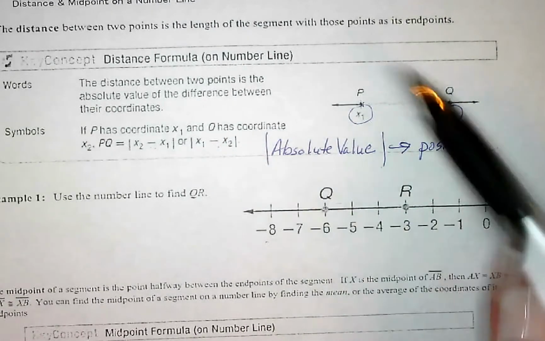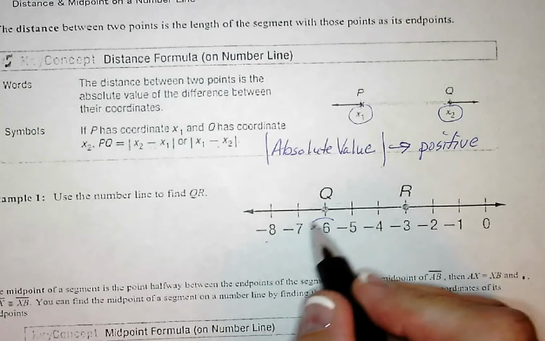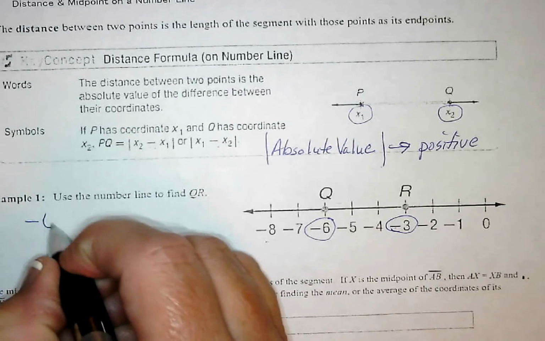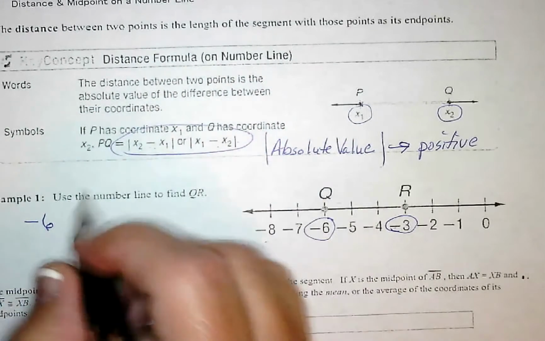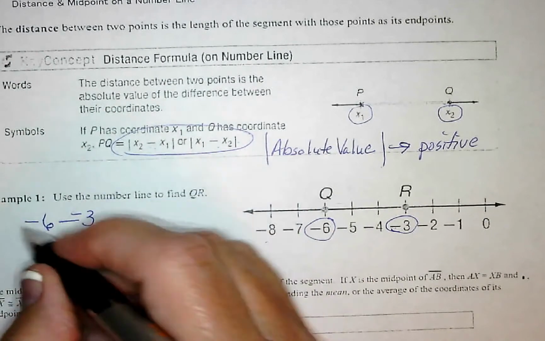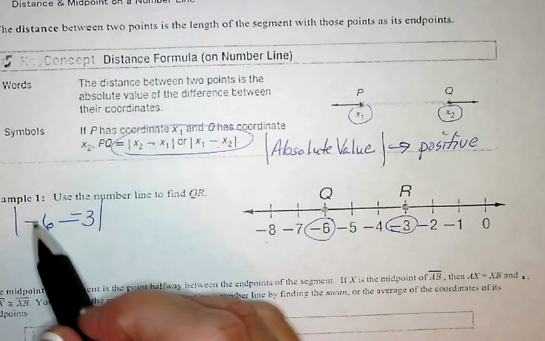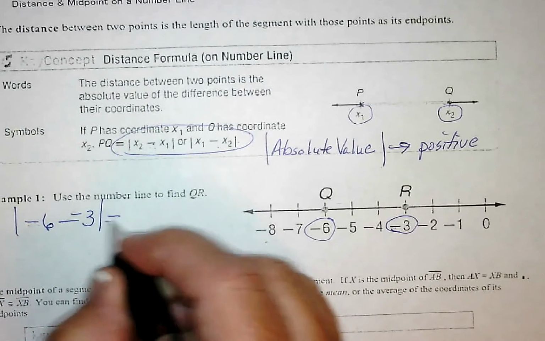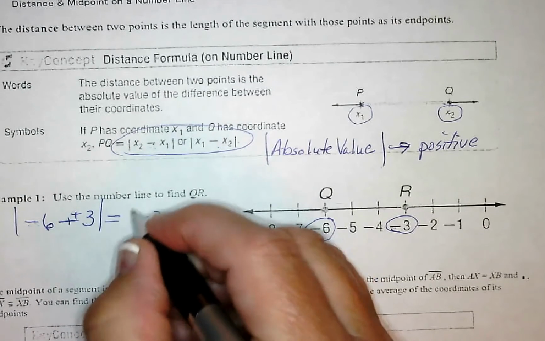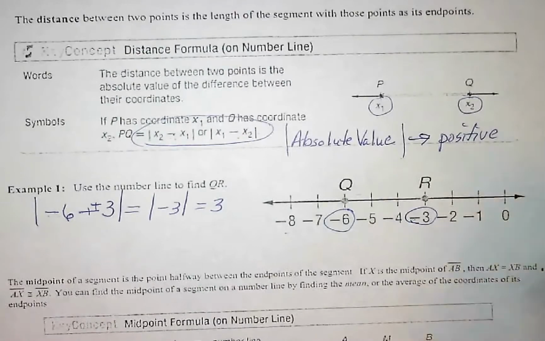So if I use that little formula here rather than counting, I can say the coordinate of Q is negative 6, the coordinate of R is negative 3. I can take negative 6, here's the formula right here, minus negative 3. Just be careful of your symbols and signs here. The symbol inside the formula is a minus, so I have negative 6 minus negative 3. Do my 2 marks here. Negative 6 plus 3 is negative 3, absolute value. The distance is 3. That's what we counted before.